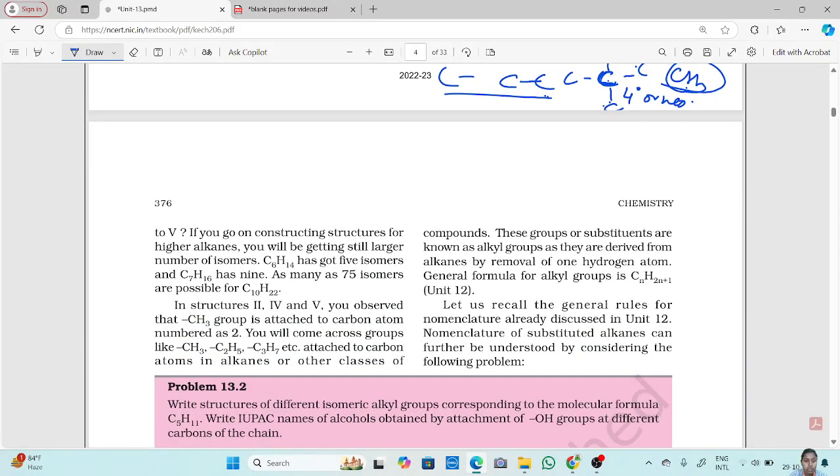Now, if you go on constructing structures for higher alkanes, you will be getting still larger number of isomers. So as you go on making more and more alkanes, you will get more number of isomers. Okay, for example, C6H14, that is your hexane. Hexane has got 5 isomers.